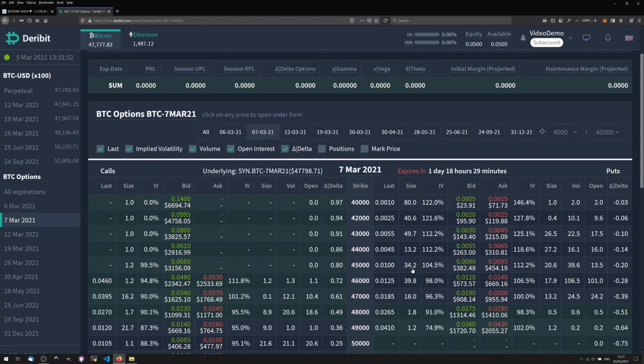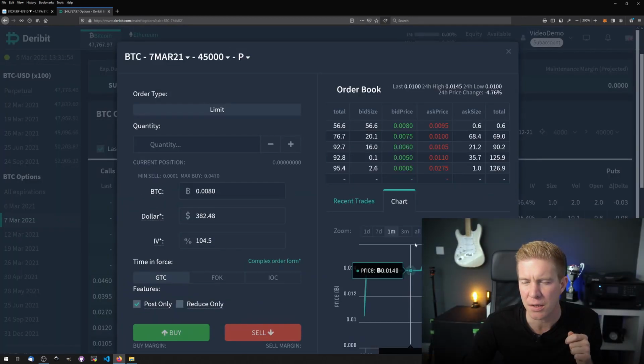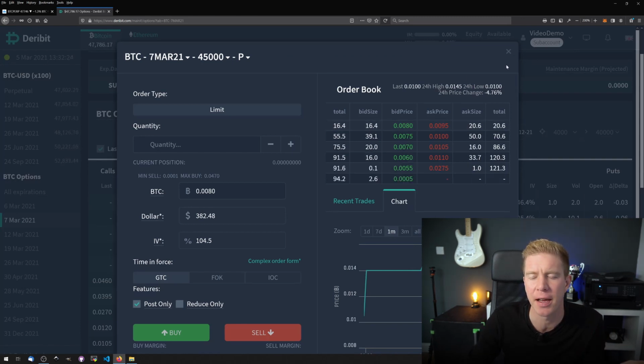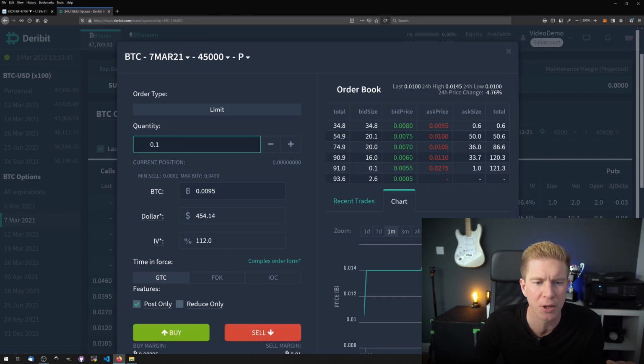So let's click this. You can see we've got some prices here. We've got ask prices of 0.0095 and a bid price of 0.008. So as you can see, there's a massive amount of spread there and I'm in no rush to get this trade through. So I'm gonna be putting a limit order in around the leading ask price and I'm gonna be waiting patiently for that to go through. The minimum quantity on Deribit is 0.1, so we're gonna be using that.